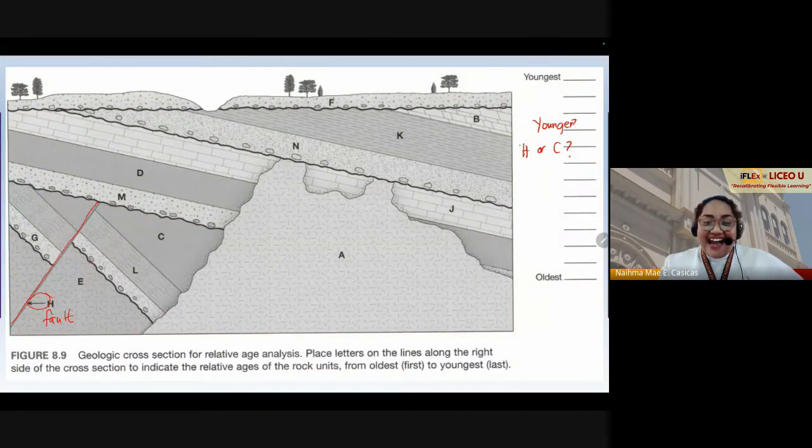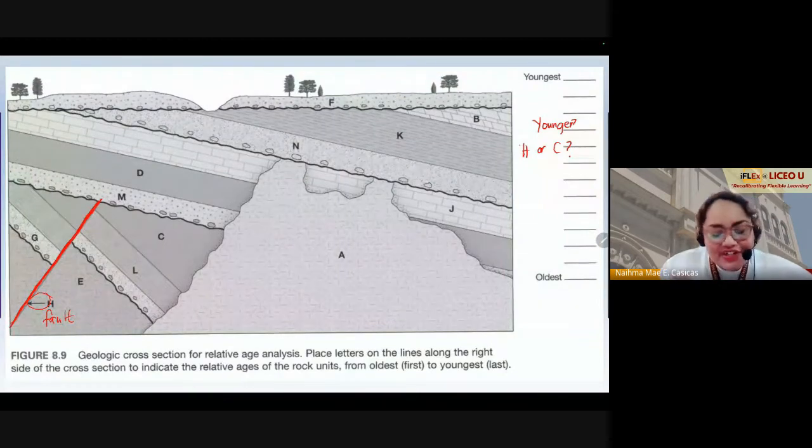Asa, tanawa ang H. Tanawang H. Asa siya taman? Di ba taman siya kang C? Taman siya kang C, right? So, that would mean that fault H occurred earlier. Fault H will be younger than layer C.